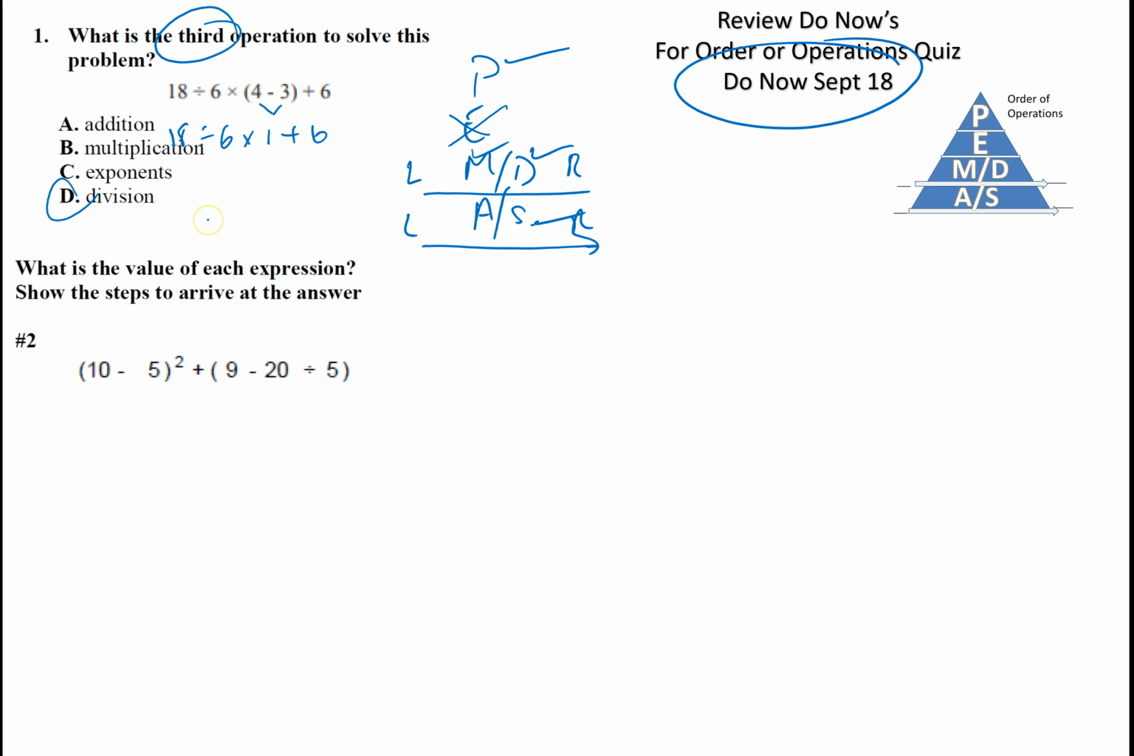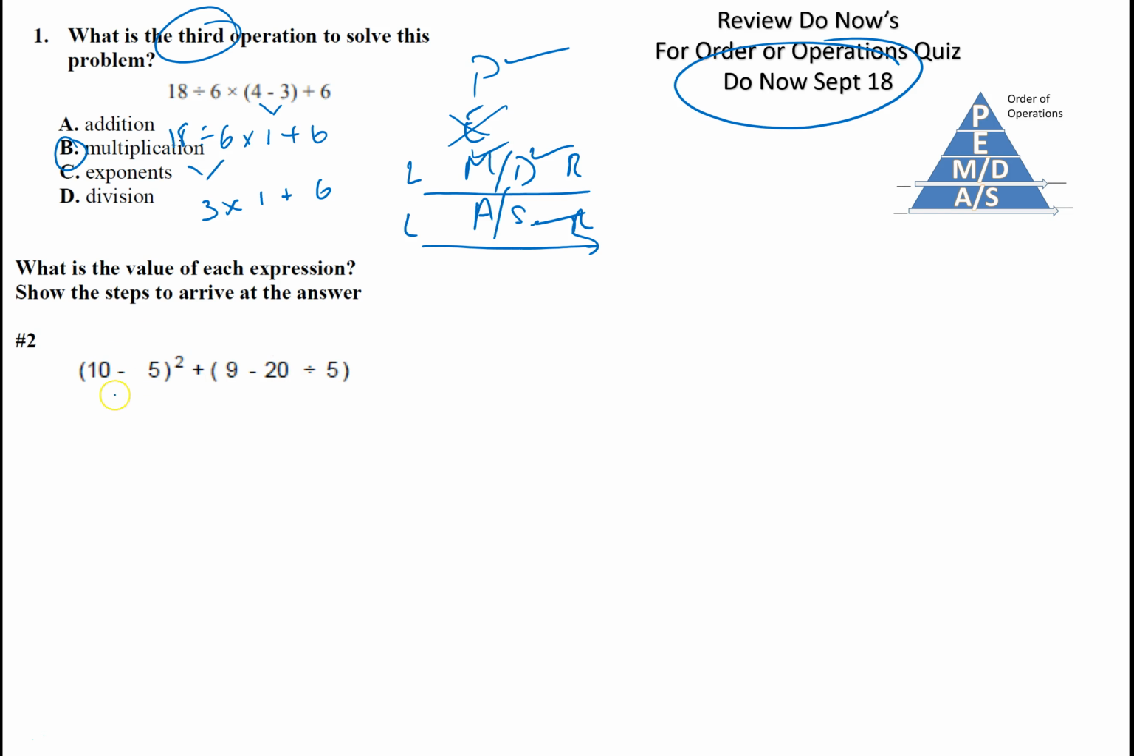So that's the first operation. The second operation would be 3 times 1 plus 6. So my third operation actually would be multiplication. So a third operation you would do to complete this would be multiplication. All right, what's the value of each expression? Show the steps to arrive.